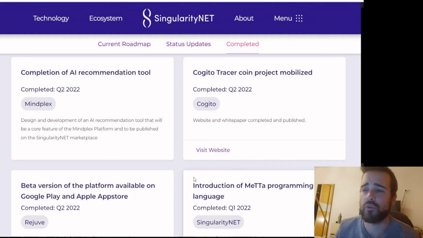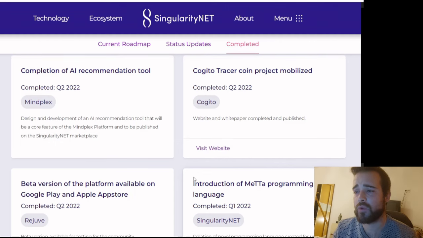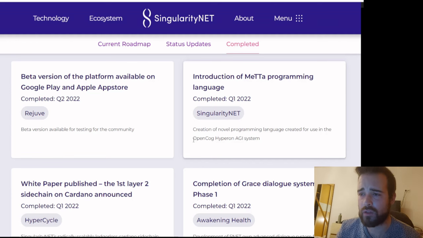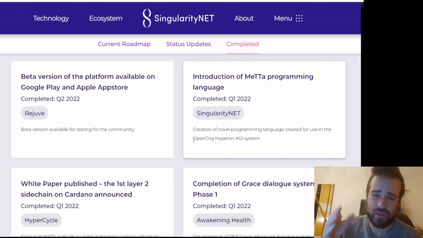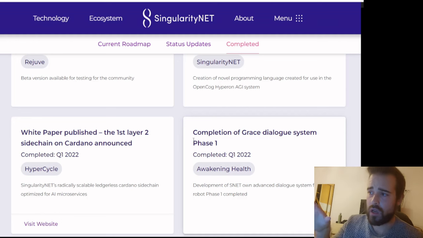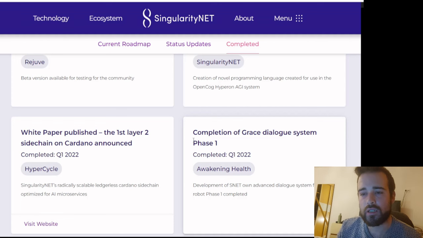Besides that, Cogito Tracer Coin project also developed their website and white paper, and they are now working on creating their first AI services on the platform. In addition, Rejuve, another project from the ecosystem, was able to launch their beta version both on Google Play and Google App Store. And also the white paper for the first layer sidechain on Cardano for Hypercycle, where a lot of the transactions between AIs should occur in this second layer, in this side chain basically of the Cardano blockchain, has been written and published, and they are now starting to work on developing it.